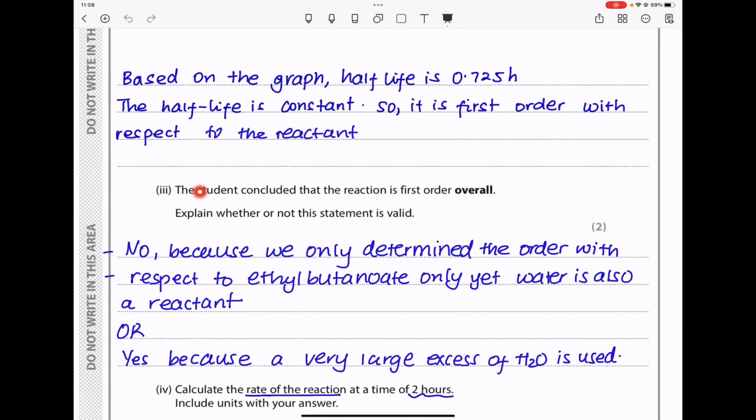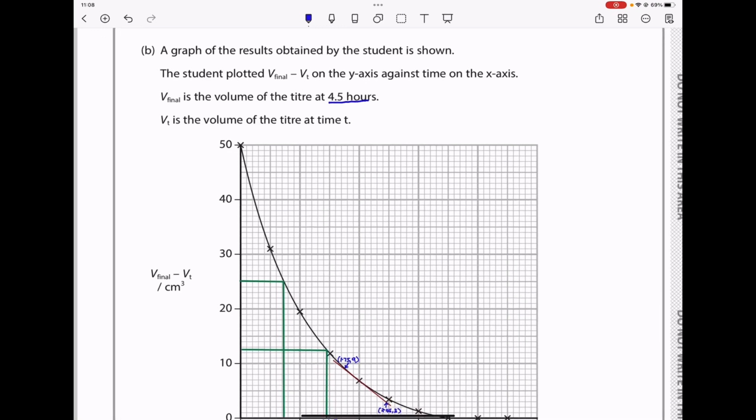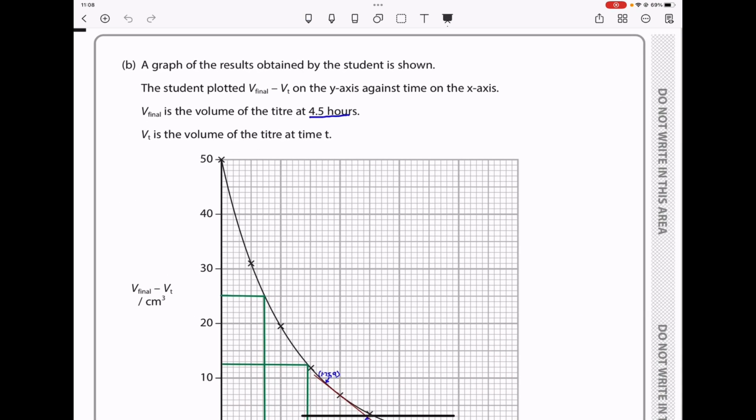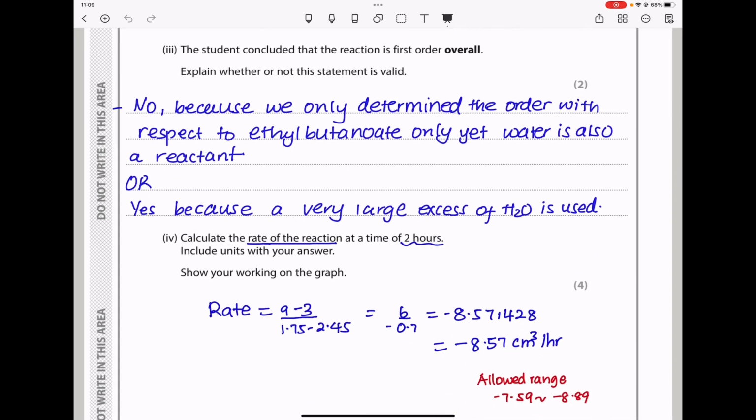Then the next part, the student concluded that the reaction is first order overall. They want you to explain whether or not this statement is valid. Here we could say no, it's not valid because we only determined the order with respect to ethyl butanoate, yet water was also a reactant. Or we could say yes because a very large excess of water was used. And again, if you go back at the beginning, they used 50 centimeters cubed of water. That could be a large excess, leading to not considering water in the rate equation.